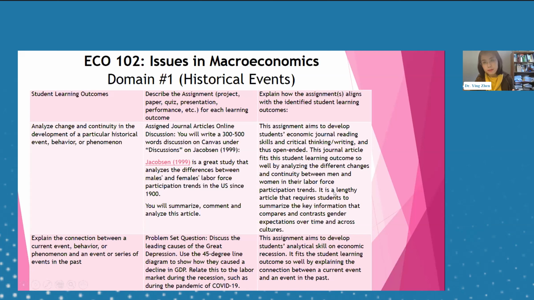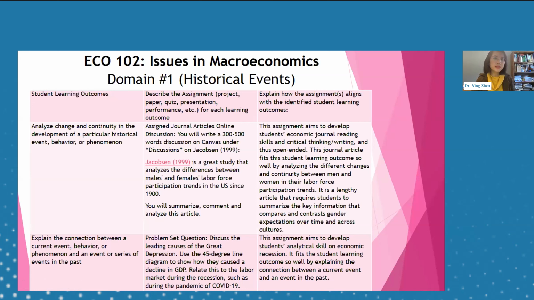It's a lengthy article, but it's very organized. Therefore, it's not too challenging for freshmen and sophomores to read. It's not very quantitative, but it's very, very organized. So they are encouraged to summarize the key information that compares and contrasts gender expectations over time and across cultures. This definitely has a lot to do with historical events or phenomena.